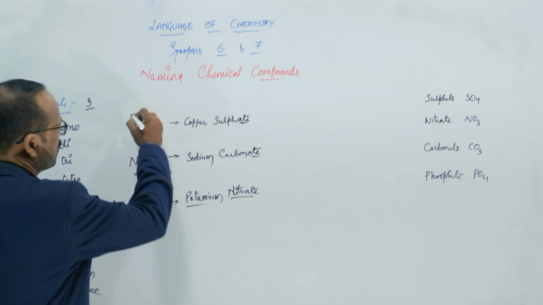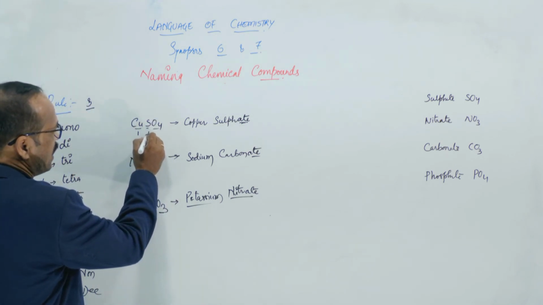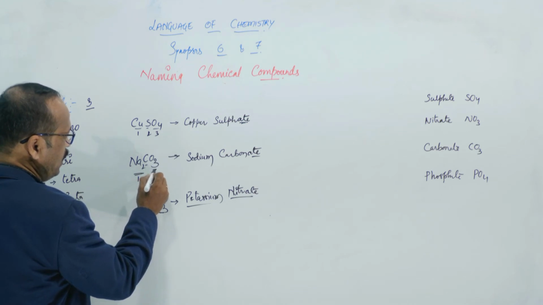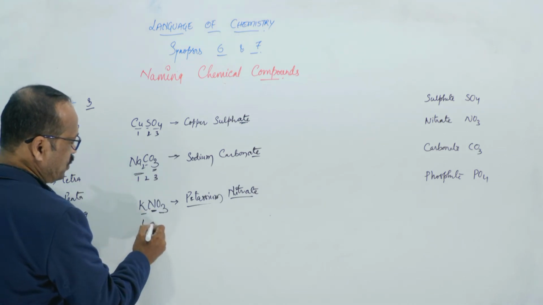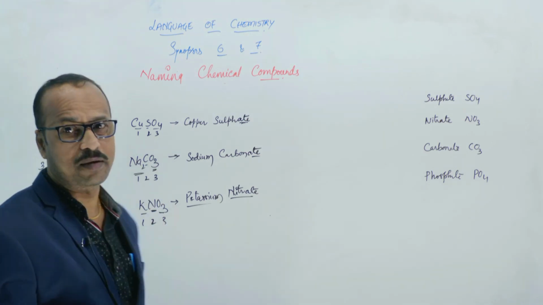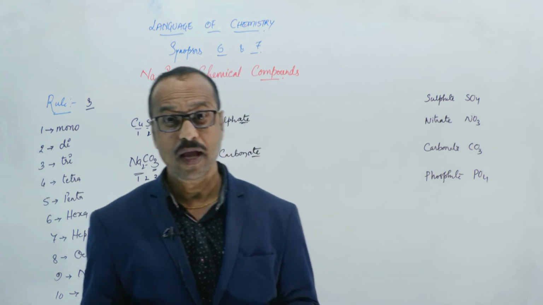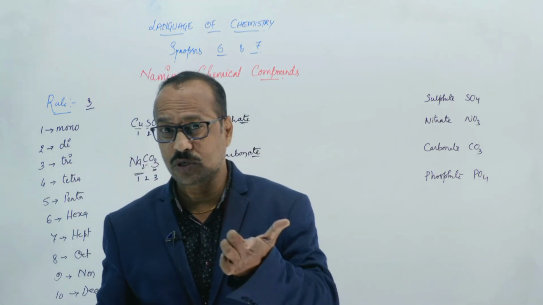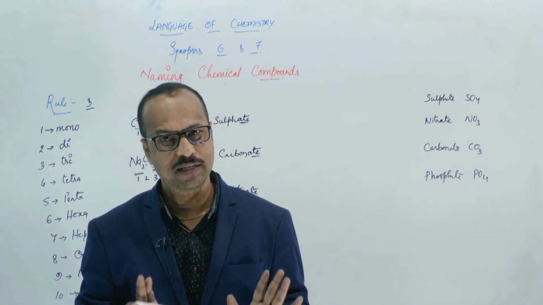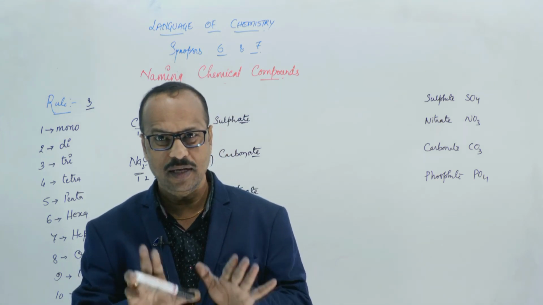Here how many elements are there? See here: copper, sulfur, oxygen. 3. Here sodium, carbon, oxygen. Here potassium, nitrogen, oxygen. So in total, three elements are there, and they are ending with what? Oxygen only. So then you write ate there. Clear to you? So that should end with ate.